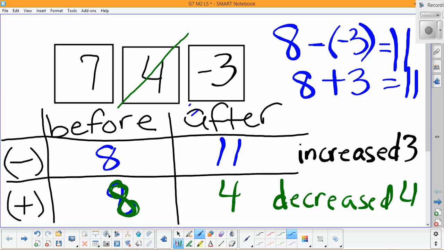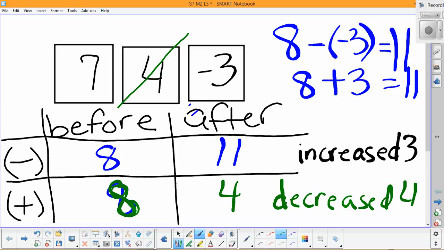So we get this little trick called keep, change, change. You keep the first number, you change the operation from subtraction to addition, and then you change the sign of the second number. So the sign was negative, now it becomes positive.